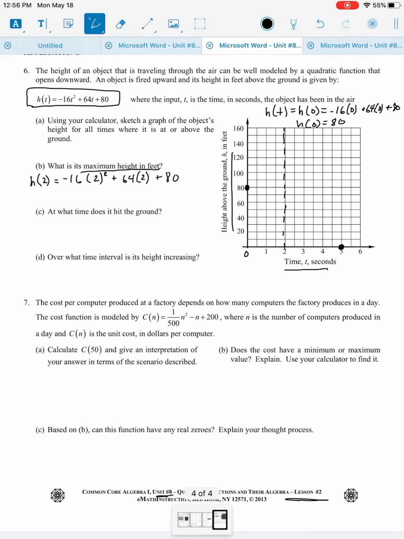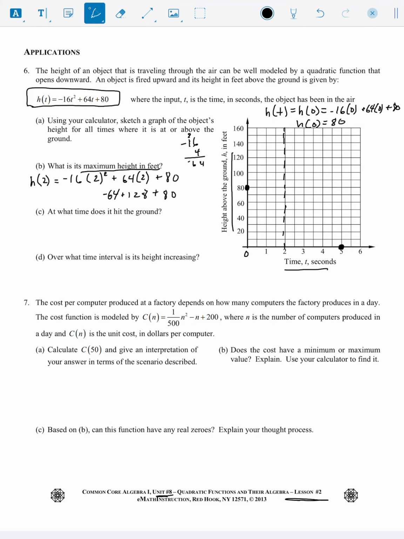Now solving that is super easy. You could use your calculator to solve it. You could do it by hand. I'll go ahead and solve it by hand. My 80 stays. 64 times 2 is 128. And it looks like I'll have a negative value. And it'll be 2 squared is 4. And negative 16 times 4 is negative 64.